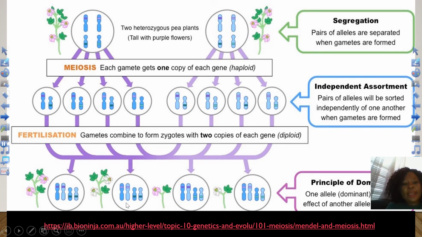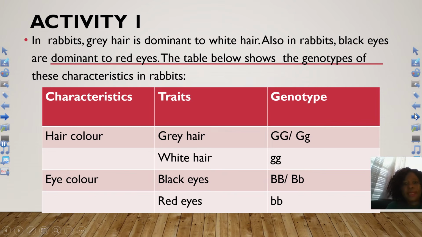And then the second one has got a tall plant with white flowers. And the third one gets a short plant with purple flowers. And then the last one is showing you the short plant with white flowers. So you can see segregation as well as independent assortment, and the principle of dominance is displayed in this picture. So those are 3 important laws of Mendel.